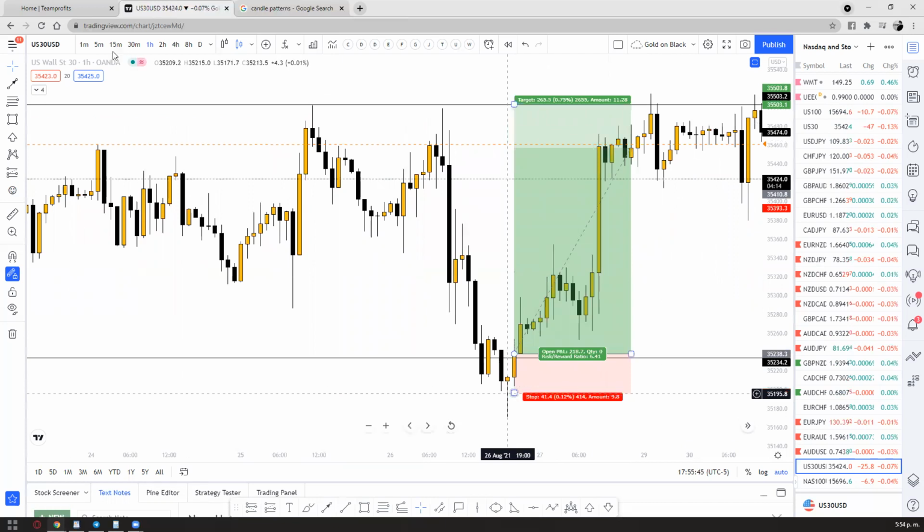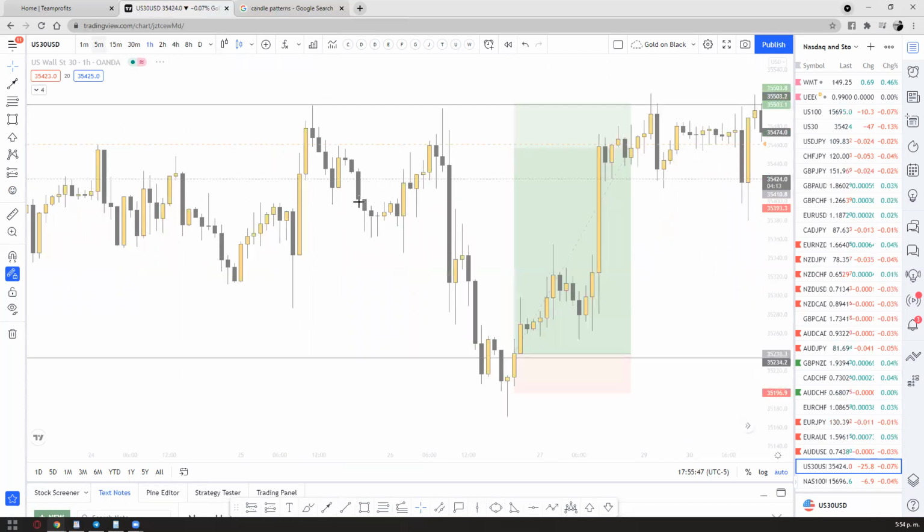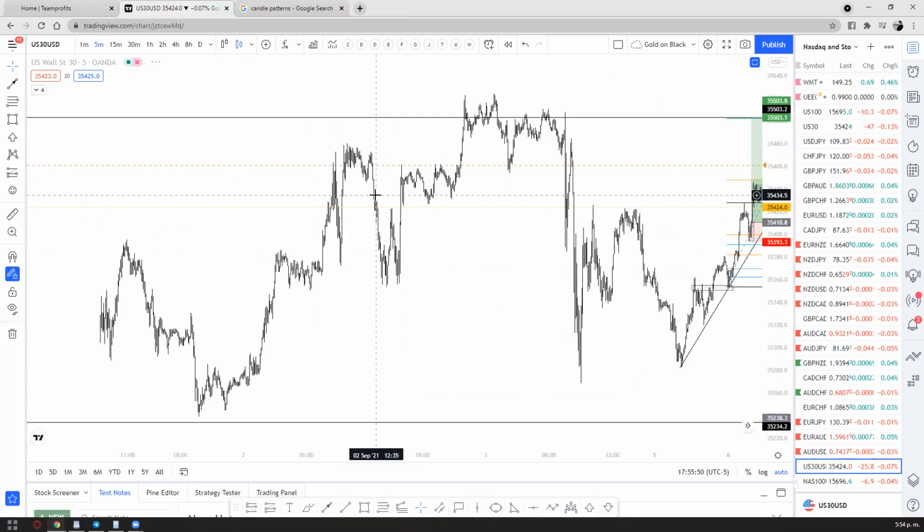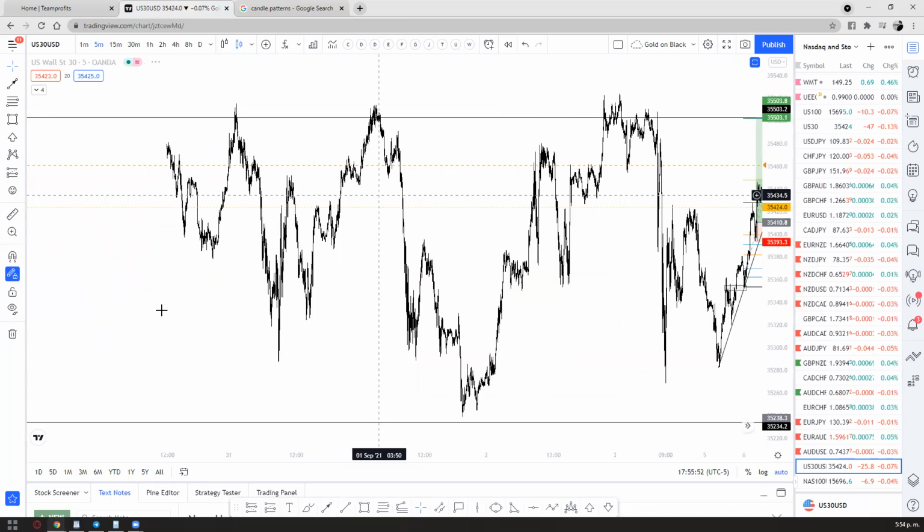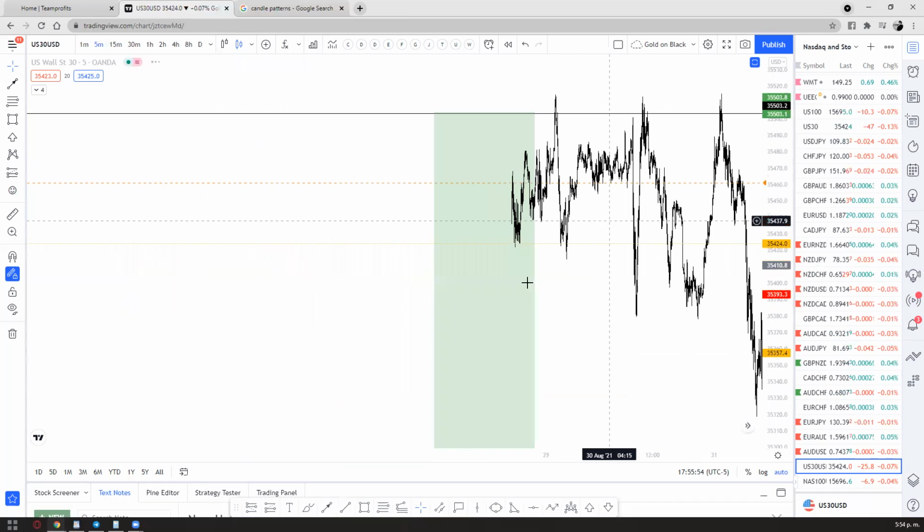Let's try to scale in. We are on a 1 hour. Let's try to go in 5 minutes. And let's see what could be that formation.